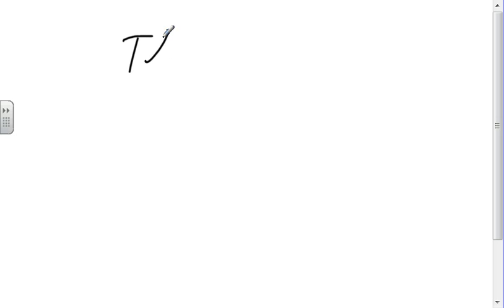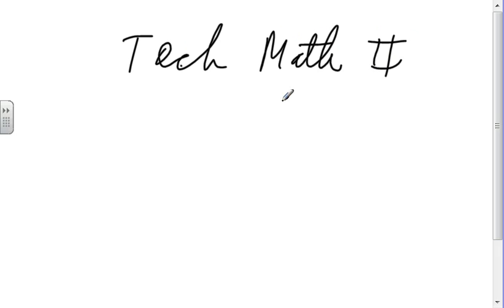This is Tech Math, if I could spell Tech Math. Oh, that's good. Tech Math 2. And we're in section 2-4, which has to do with circles.